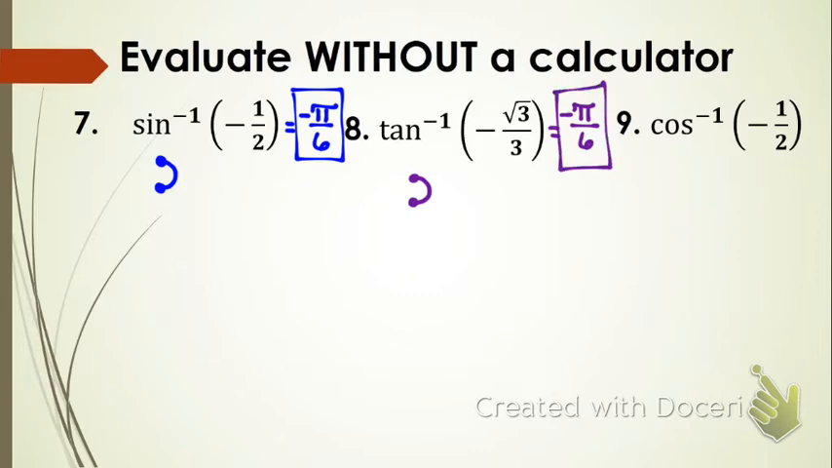Number 9. 2 pi over 3, because here we're looking at the top half. So for my cosines, I'm not going to have negative angles. For sine and tangent, if I have a negative value, then I'm going to have a negative angle. Cosine, top half. I don't have negative angles for cosine.